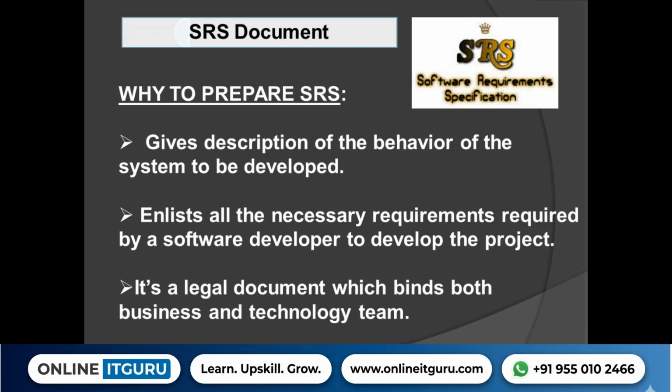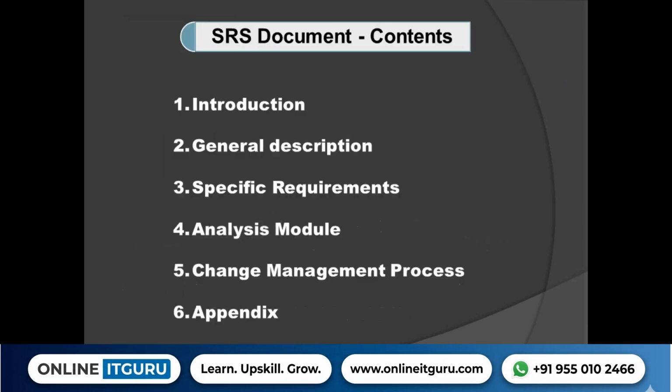Okay. Now, what are the contents of this SRS document? Before going to contents, let me explain the contents. These are the contents of the SRS document. The first one is introduction, the second one is general description, the third one is specific requirement, the fourth one is analysis module, the fifth one is change management process, and the sixth one is appendix.